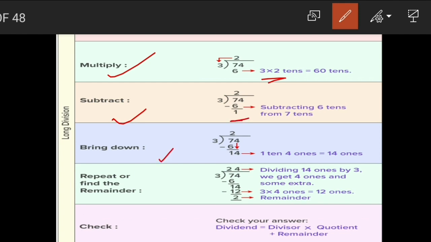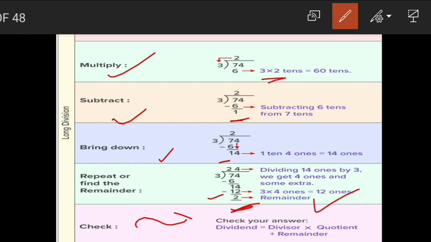The fourth step we read was bring down. Bring down means whatever answer you got after subtracting 6 from 7, the next number to the 7, you have to bring it down. That is 4 will come down. Next was repeat or find the remainder. After we brought down 4, 3 fours will be 12 and after subtracting we will get 2, that is the remainder. So these are the 5 steps which we follow while dividing a number.